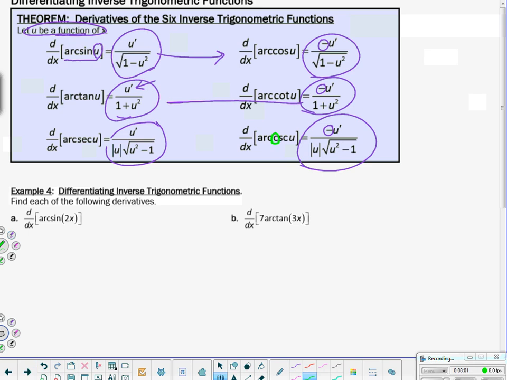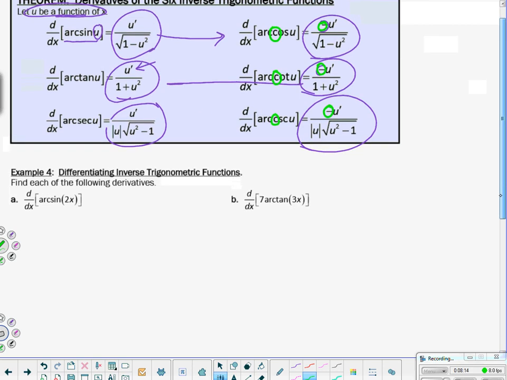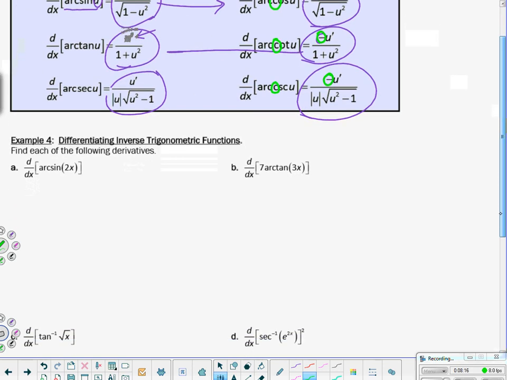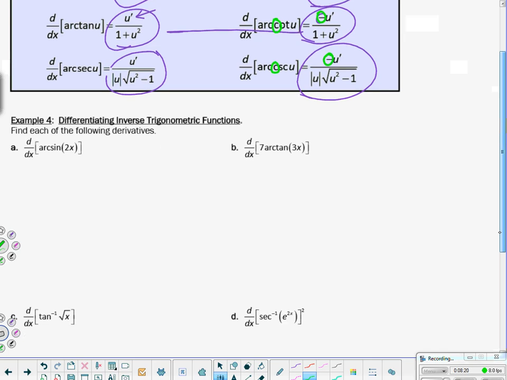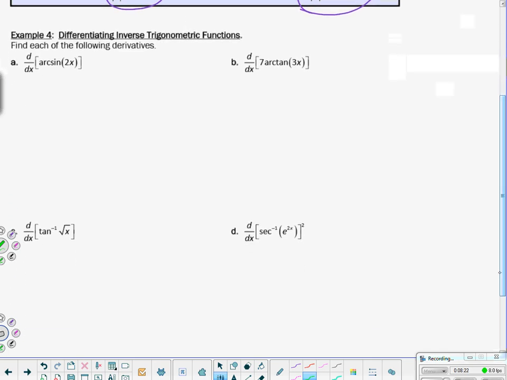Like we've talked before, anytime I take the derivative of a trig function that starts with c, I know I'm going to end up with a negative derivative. And that rule still holds true. So cosine, cosecant, cotangent, arc cosine, arc cotangent, and arc cosecant all will have negative derivatives.